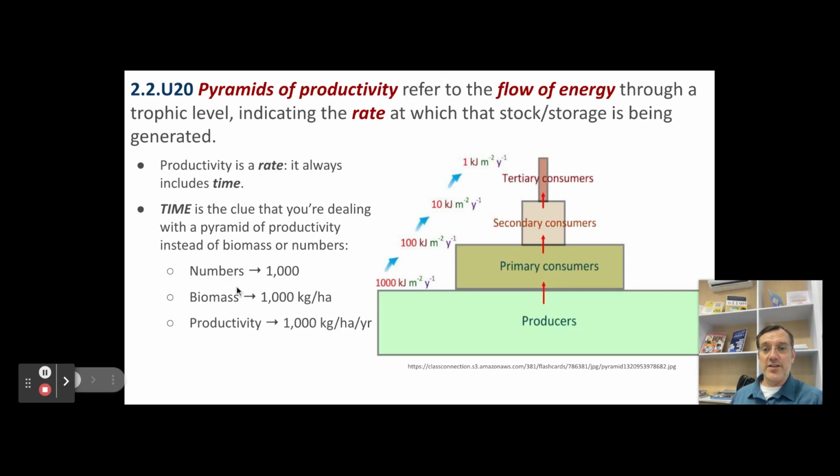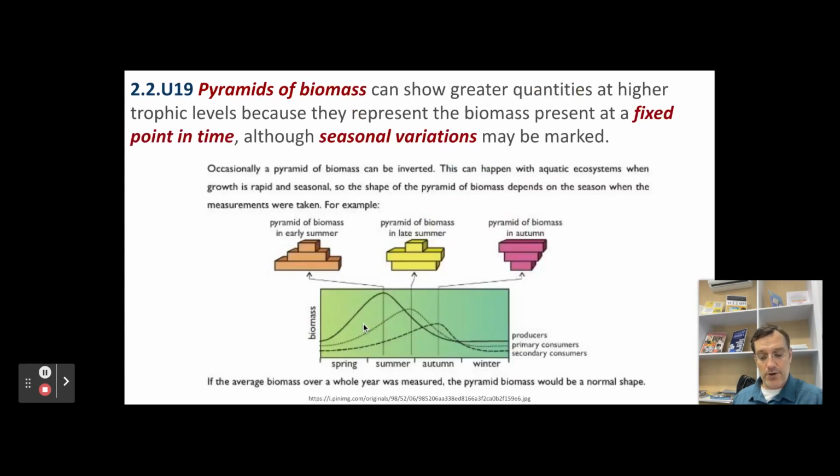Pyramids of productivity. This is different from the other two because it's related to time. If you see this idea of something per year, that indicates that you're dealing with a pyramid of productivity. Your pyramid of numbers will be 1,000 individuals. The biomass is a certain mass per unit area. And your productivity, the unit of measurement, will have mass per area per unit time.